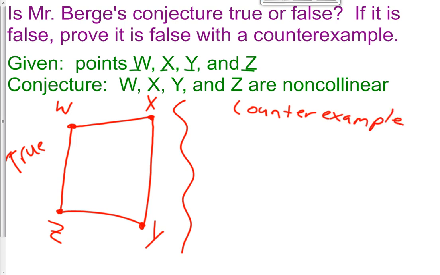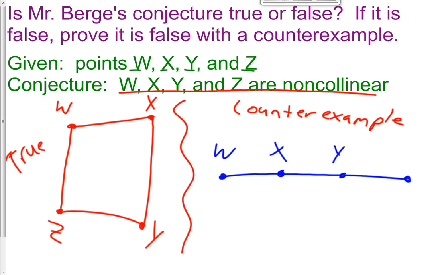Why don't you pause the video and try to draw a counterexample that proves this false? Well, hopefully you just drew one single line and you put all 4 points on the line. Here's W, here's X, here's Y, and here's Z. You just drew a picture that acted as a counterexample. W, X, Y, and Z are non-collinear. That is false. You just proved it by making W, X, Y, and Z collinear. So that is a counterexample that proved this false. Let me know if you have any questions on inductive reasoning and conjecture when you get to class tomorrow.